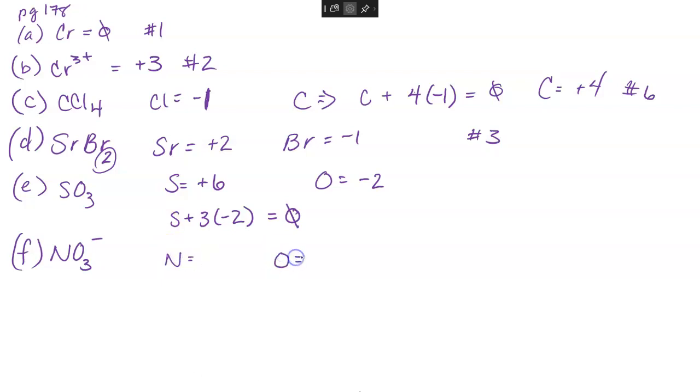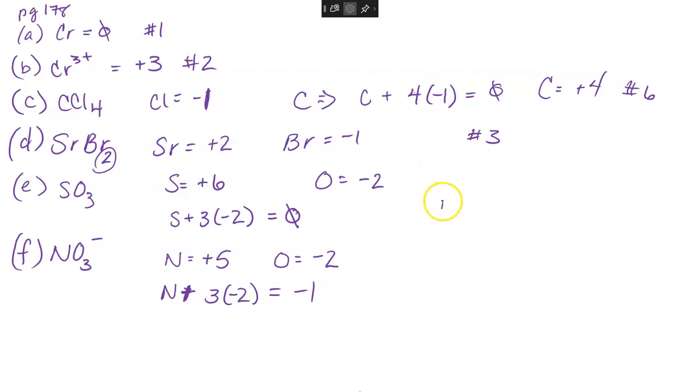So which one of these do we assign first? Nitrogen or oxygen? Okay, using algebra, we're going to find nitrogen. So nitrogen plus 3 oxygens has to equal what? -1. What is nitrogen? +5. Good? From the list I made on the previous slide.